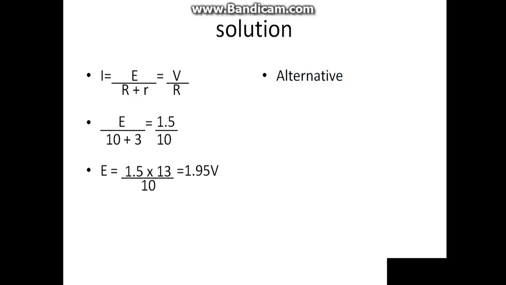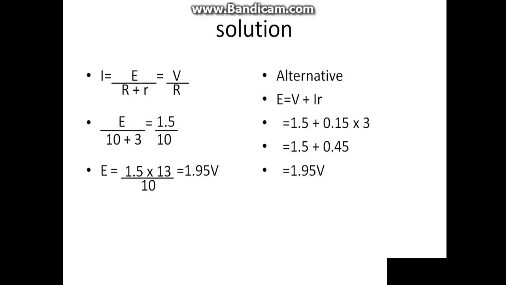Alternatively, electromotive force capital E is equal to capital V plus capital I times small r, which is equal to, substituting the values, 1.5 for the capital V plus I, which is 0.15, times 3, which is equal to 1.5 plus 0.45, which will give us 1.95 volts. If cells are connected so that they assist one another, then the total EMF is equal to E1 plus E2 plus E3.